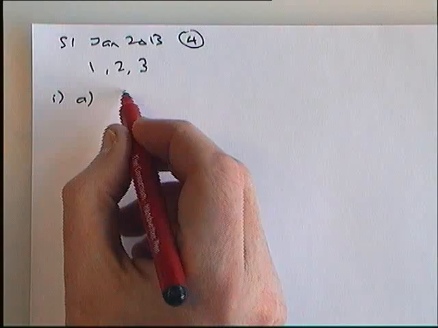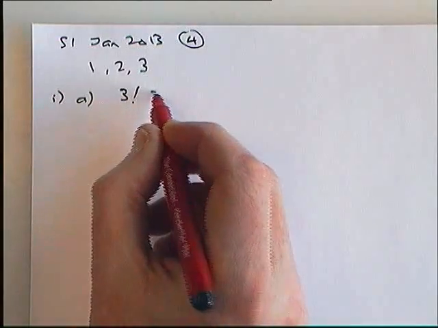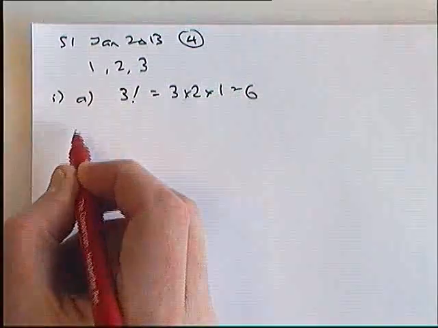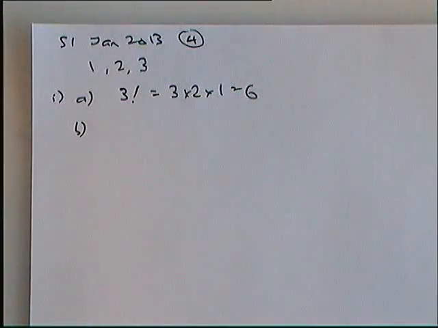Well, there are 3 of them, so they can be arranged in 3 factorial ways, which is 3 times 2 times 1, which is 6. In part B, it says if repetitions are allowed.